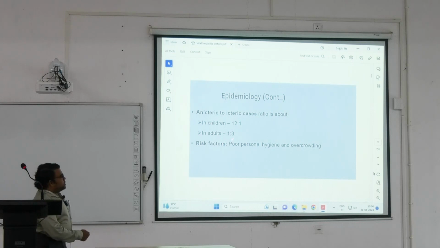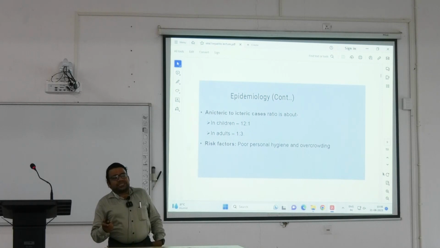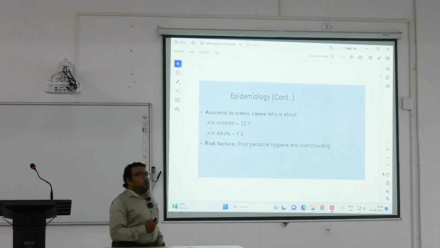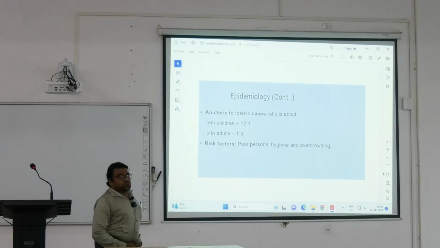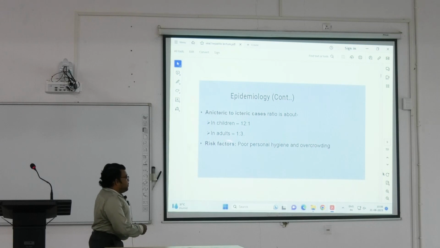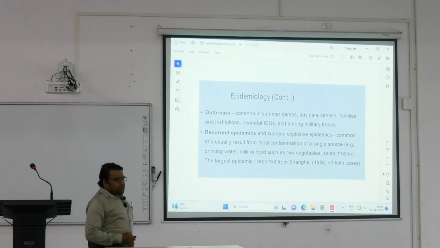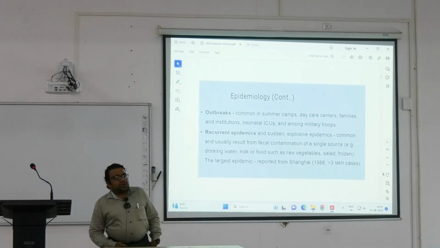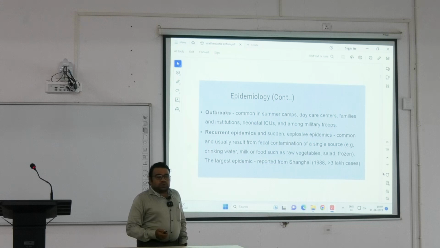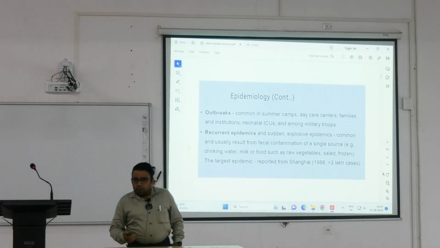So, if we look at the ratio, anicteric to icteric, that means almost asymptomatic or subclinical cases to overtly clinical cases, in children it is 12:1, whereas in adults, it is 1:3. So, the risk factors would include very simple things: poor hygiene and overcrowding. This virus is also responsible for outbreaks, as I think you have already understood from the transmission by fecal-oral route. So in overcrowded areas, with people living in poor hygiene conditions, outbreaks are very common.